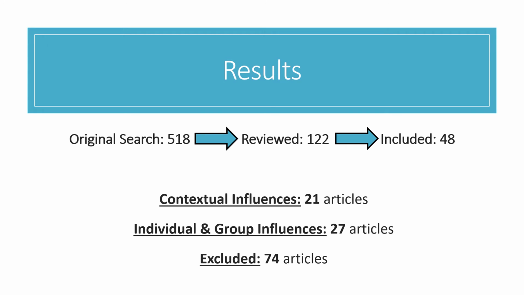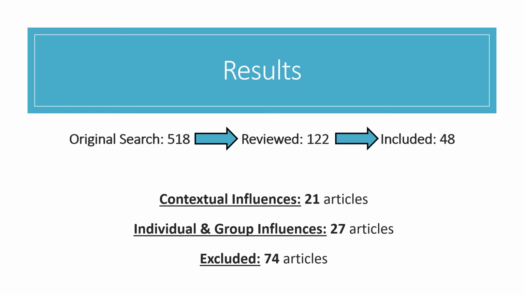And so the breakdown of the results: using those search terms and the databases that I listed previously, there were 518 total results. After I applied those limitations, the number went down to 122, and so that was the number I ultimately reviewed in the end, and the number of articles that I exported to that Excel file. And then after reviewing all of those articles, only 48 of them were actually included in my final paper.